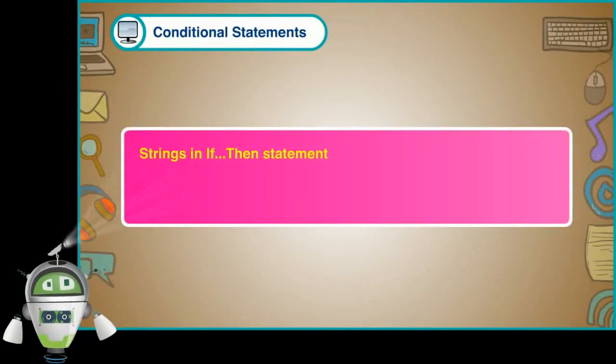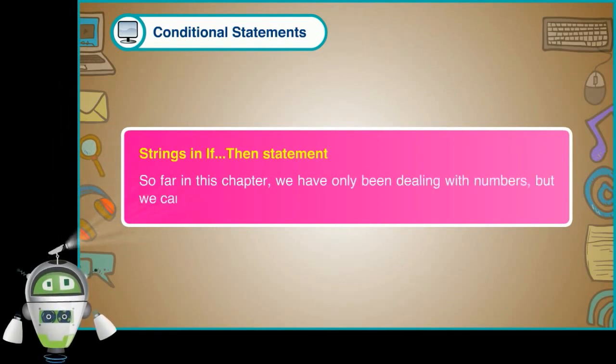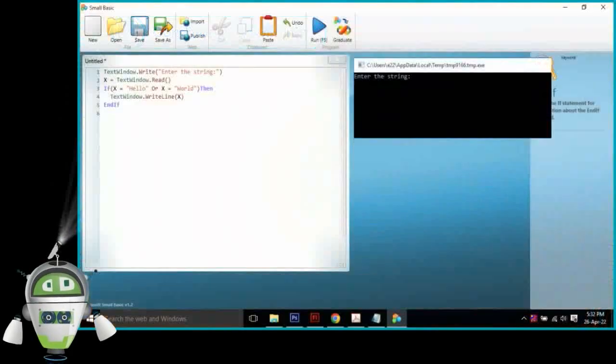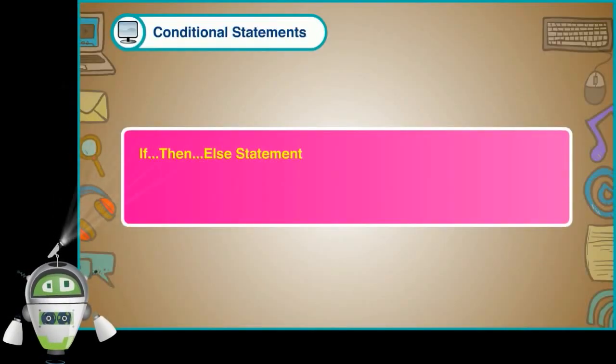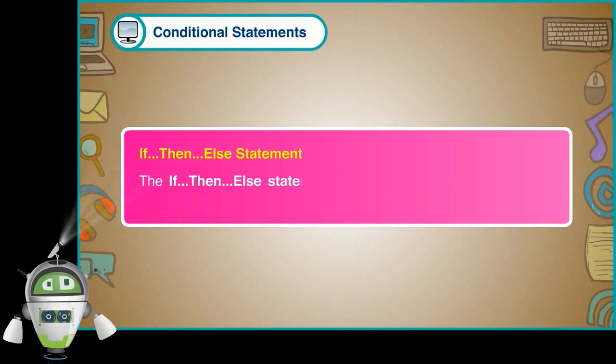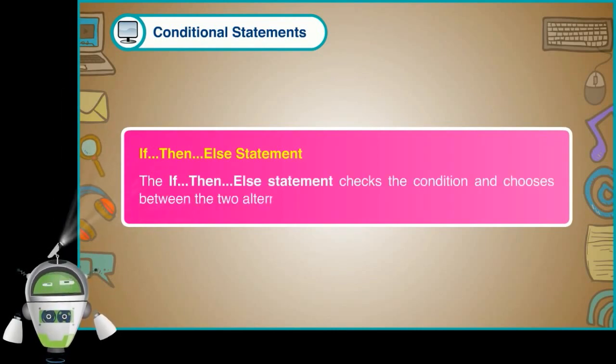Strings in if-then statement. So far in this chapter, we have only been dealing with numbers, but we can also use strings with the if-then statement. Output: enter the string hello, hello. Output: hello. If-then-else statement. The if-then-else statement checks the condition and chooses between the two alternatives.